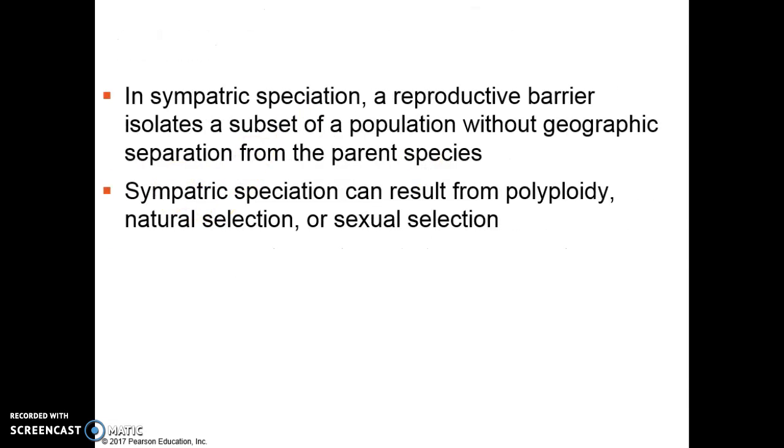In sympatric speciation, there is a reproductive barrier first, and then maybe we get geographic changes. A lot of polyploidy, natural selection, sexual selection, same kinds of things. Typically, we're talking about polyploidy, and those are the ones that are tested heavily.